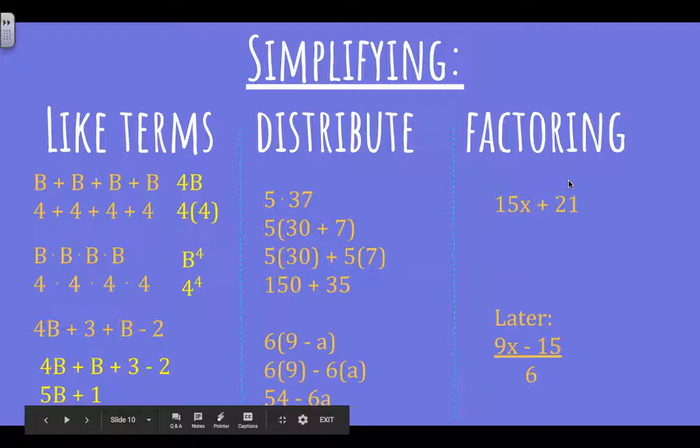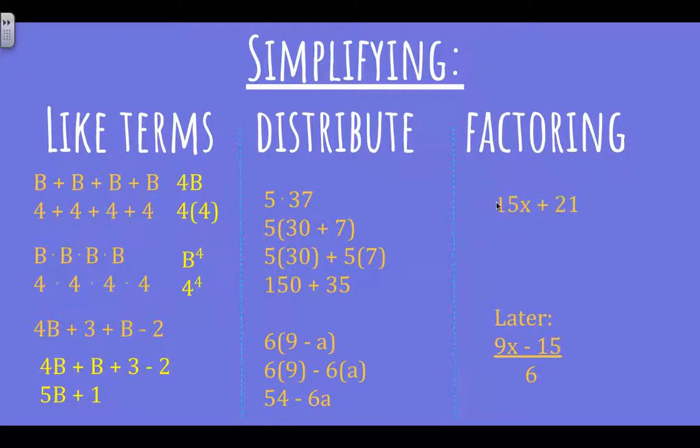For factoring expressions, they are expected to find the greatest common factor of the terms and rewrite the expression as a multiplication problem. We do that with the ladder method, just like we did with GCF and prime factorization. 15x plus 21. First, you make the ladder. You always try 2 first. 2 doesn't go into these numbers. 3 does go into both of these numbers, so you put a 3 on the outside. 3 goes into 15x 5x times. The plus symbol comes down. The 3 goes into 21 7 times. Both of these numbers are relatively prime, so the answer would be 3 times 5x plus 7.